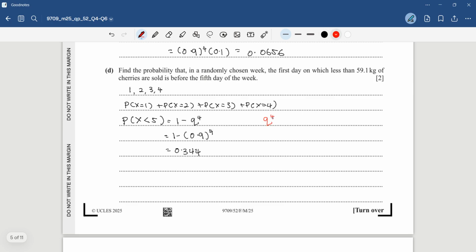Just take note when I say q power of 4 means no sales for 1, 2, 3, and 4. No sales on this. Just take note of that. Okay, means I never sell anything.